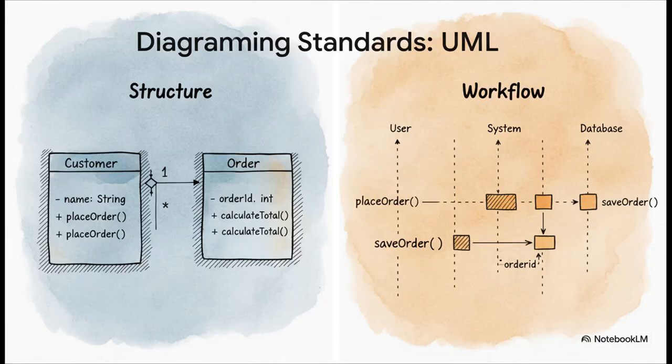Okay, what about standards? A big one, the old-timer, is UML, the Unified Modeling Language. Now, it used to be this massive, sprawling standard for everything, but these days, its use is really focused in. Architects mostly just use it for two key things: class diagrams, to show the static structure of your code, and sequence diagrams, to show how those objects actually talk to each other over time.